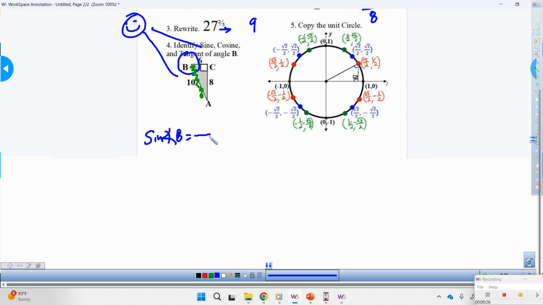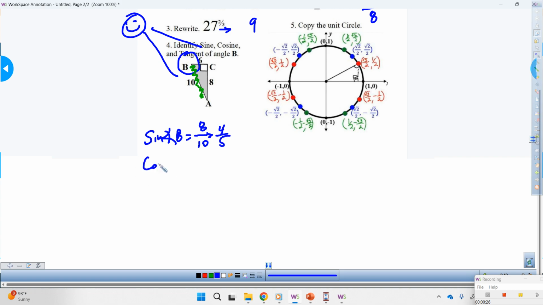Tell your neighbor, what side is opposite? Gabriel, what side is opposite? 8 over the hypotenuse 10. If we simplify that, that's 4 over 5.